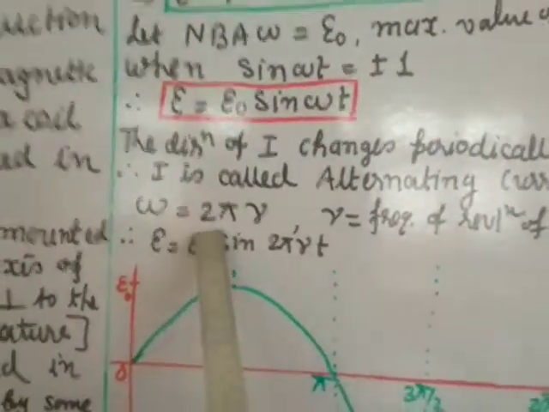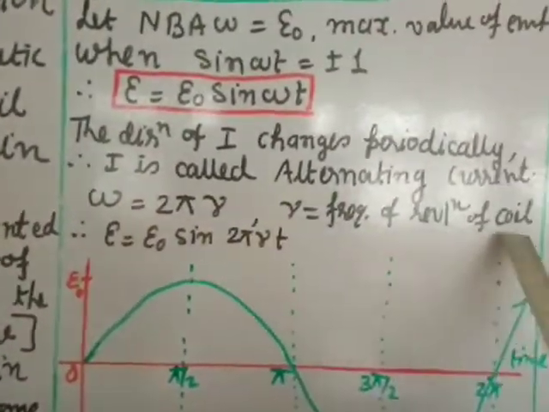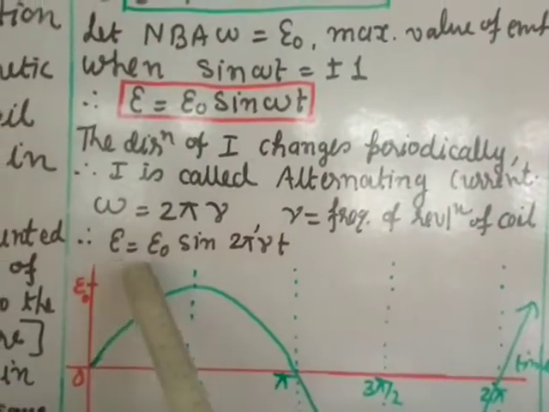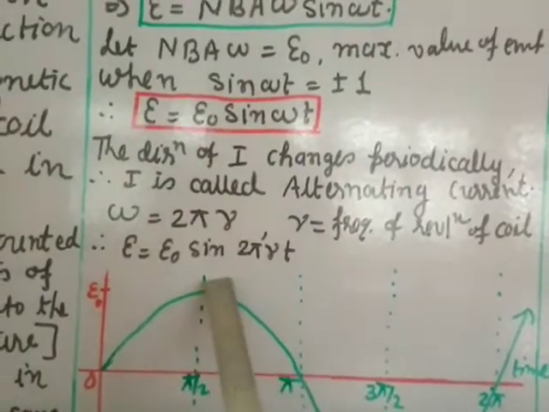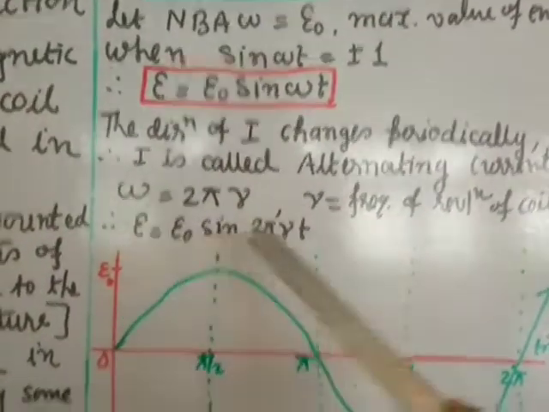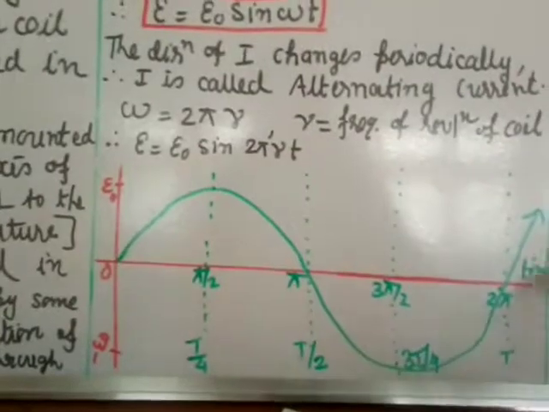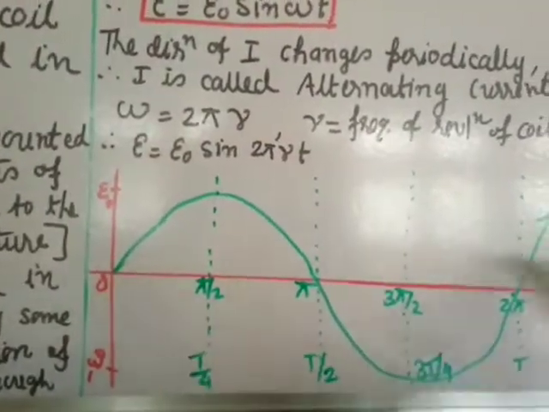Suppose omega you write as 2 pi mu, where mu is the frequency of rotation of the coil. Then you can write E is equal to E naught sin(omega t), that is E naught sin(2 pi mu t). And this is a sine curve, so it is a sinusoidal curve. It is something like this, with respect to time.